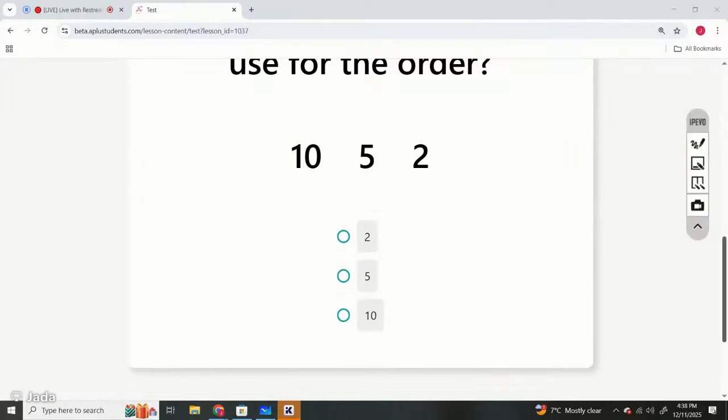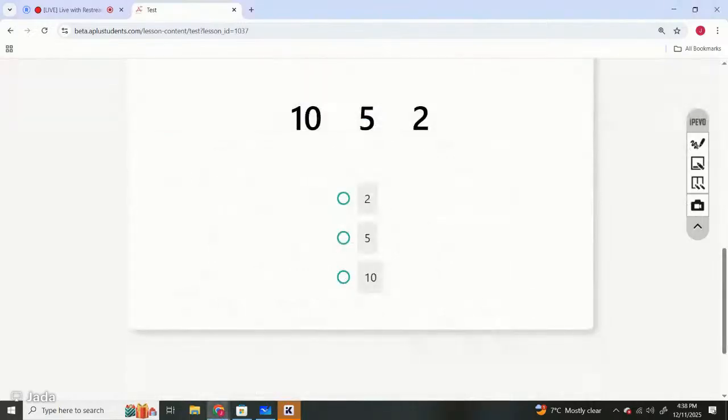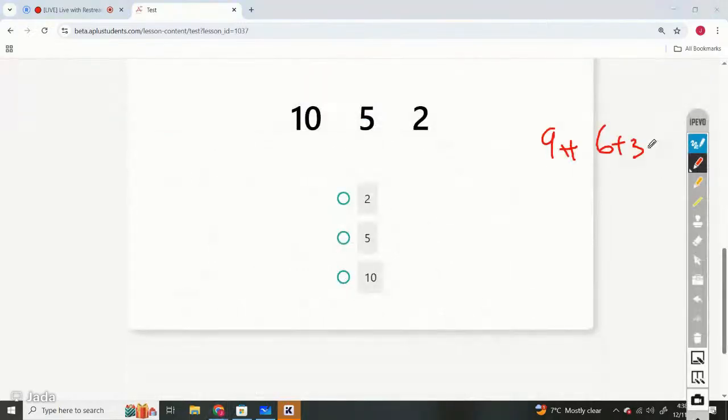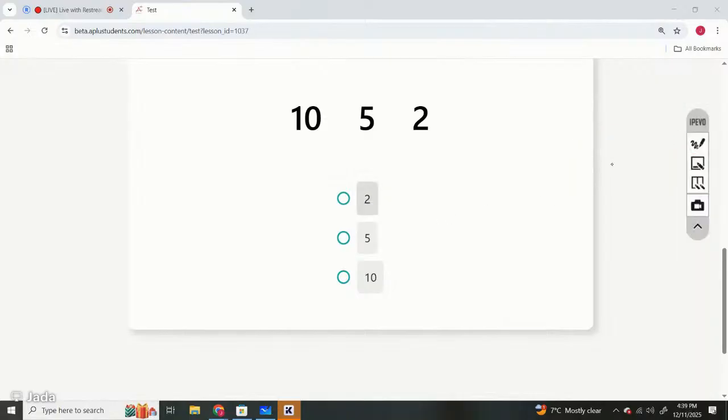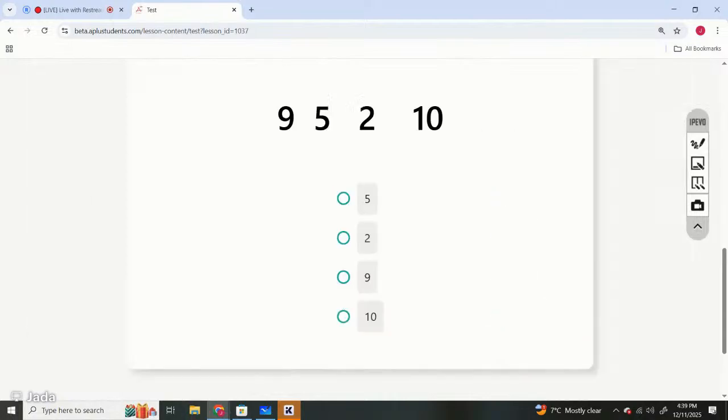Wait, let me check the number. I think it is 936. Yes. So 9 and 6, 15, 16, 17, 18. Which number is 18 divided by? That is 18. Only 2 is the number that can divide 18. Option number 1 is the correct option.